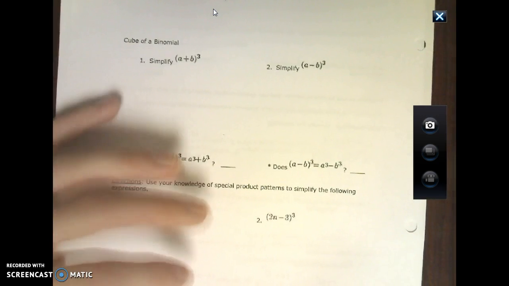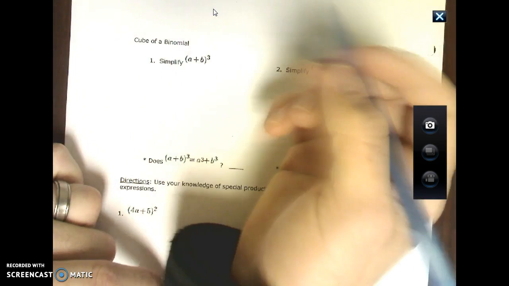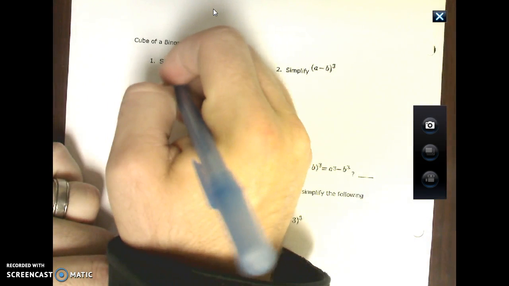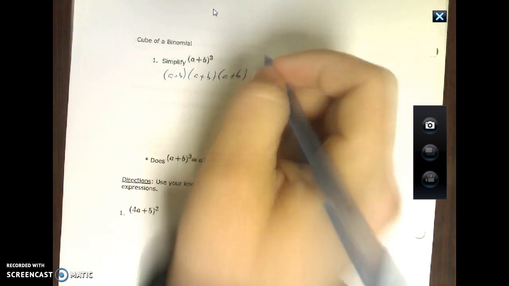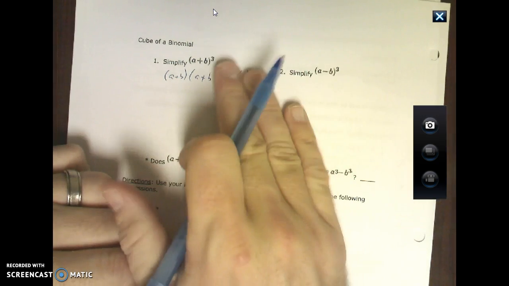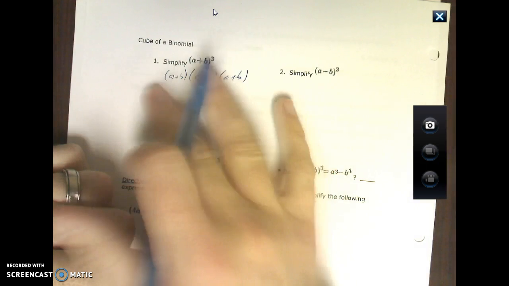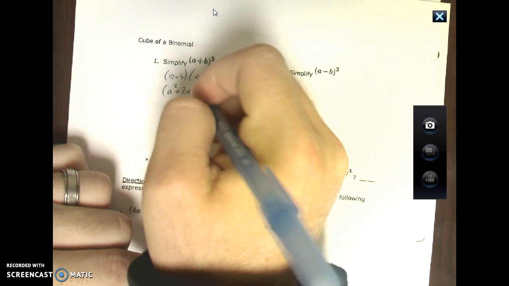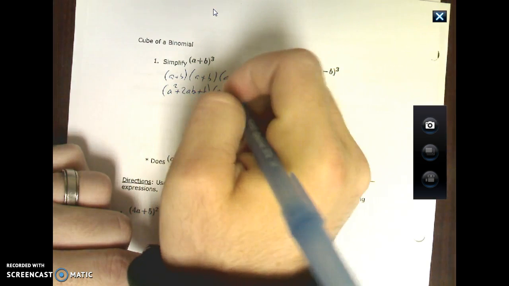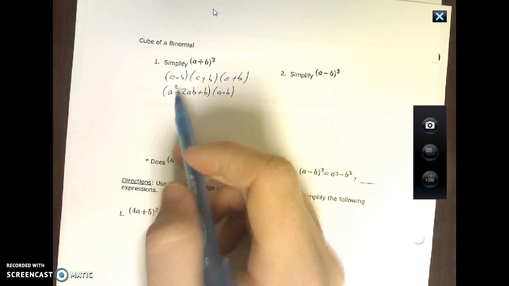Simplify a plus b cubed. Alright, check this out. It's the same thing three times. Now, I can cover this up and just do the first two. And if I know my special property, I know it's just that. How in the world did I ever get this? Just flip to the last page, the last thing we did.